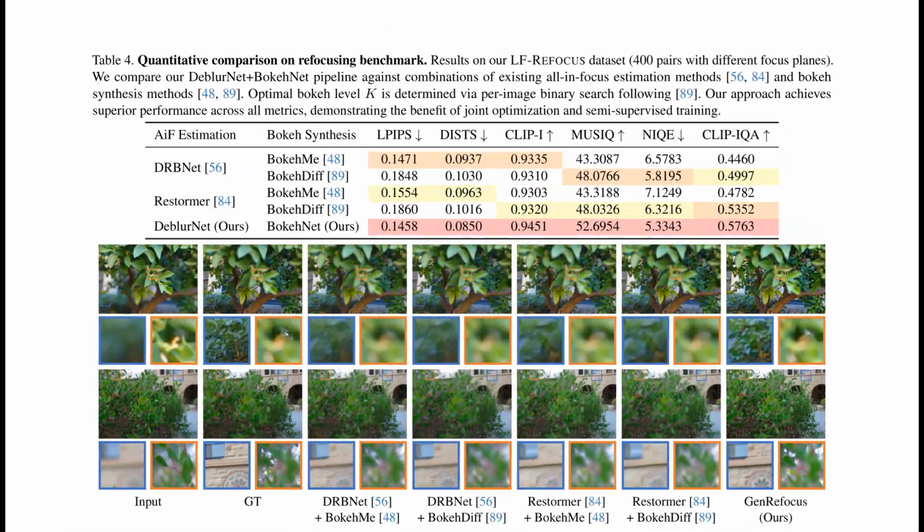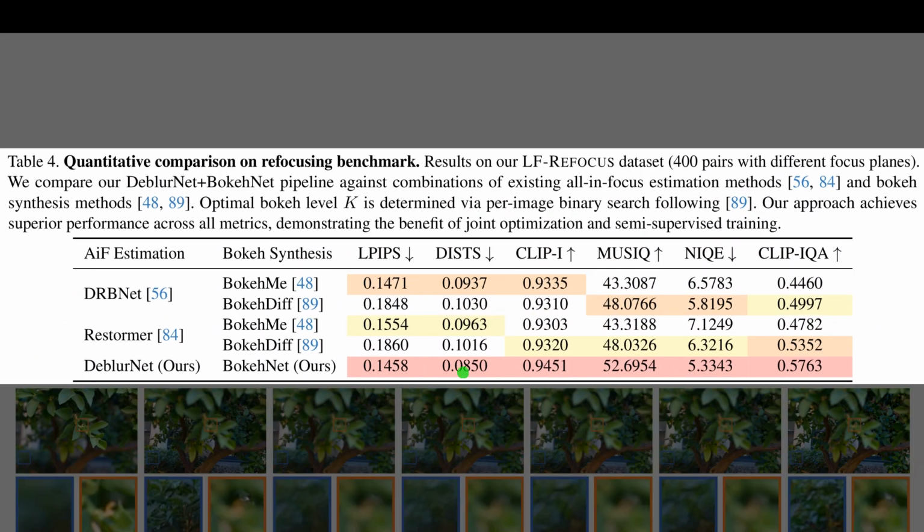Table 4 shows that the full DeblurNet plus BokehNet pipeline wins on end-to-end refocusing quality, not just on the deblurring stage alone. The bokeh level is tuned per image with a binary search, which means the baselines get a fair shot at matching blur strength. The bottom row with DeblurNet and BokehNet has the best perceptual scores overall, including the highest CLIP-IQA and MUSIQ, and it also keeps distortion low.